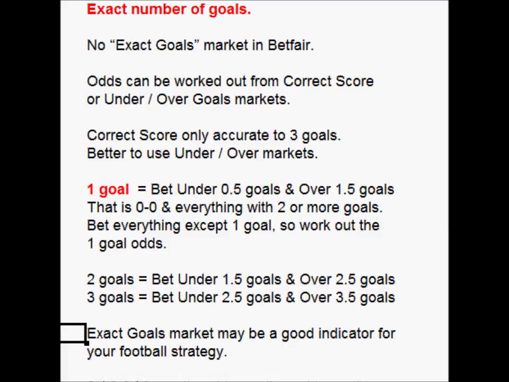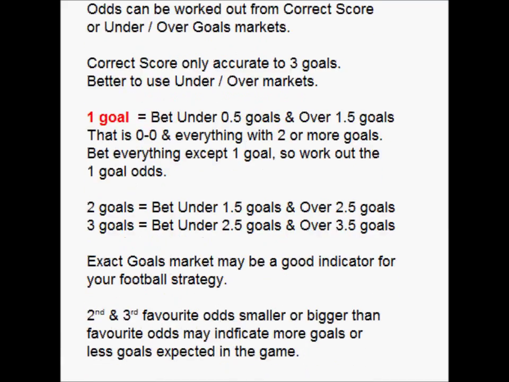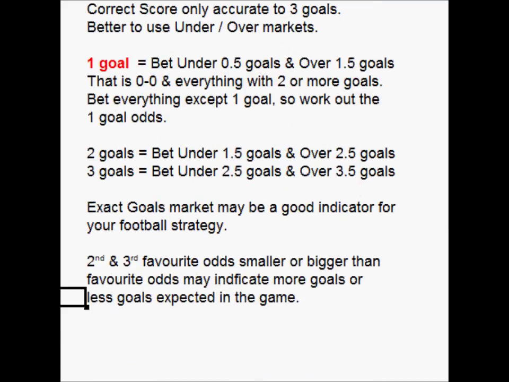So the exact goals market may be a good indicator for your football strategy if you can see the whole market. You'll be able to see where the favourite is in the market, and then if we look at the second and third favourites, if the second favourite odds are smaller than the odds for the third favourite, it may indicate that the market expects that there may be less goals in your game. But if the third favourite odds are shorter than the second favourite odds, it may indicate that there may be more goals in your game.